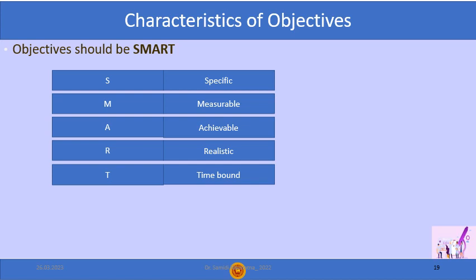Then moving on to the achievability. The objectives should be realistic and attainable within the given constraints, such as time, resources, and expertise. So you have to consider all these factors. Then they should answer questions like whether the objective is realistically achievable.